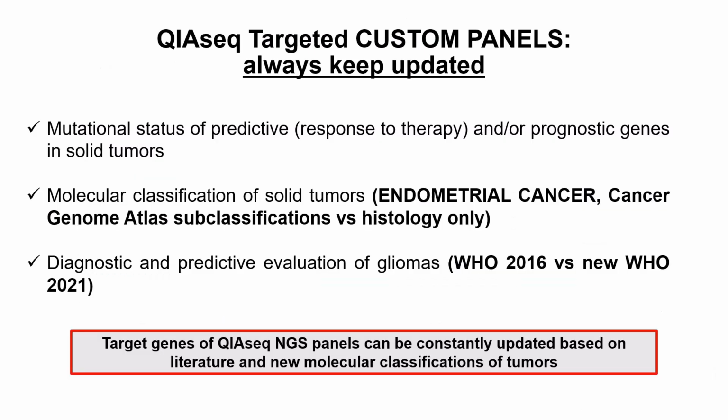QIAGEN targeted custom panels offer the advantages of adaptivity and customization, allowing researchers and clinicians to stay at the forefront of genetic research and clinical diagnostics by incorporating the latest genomic insights and advancements into their studies and patient care management. The characteristics of QIAGEN custom panels are that they are always kept updated, and so they are flexible, adaptable, timeless, precise and focused, and cost-effective.